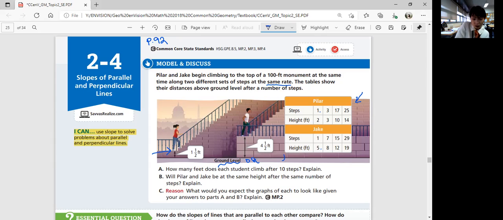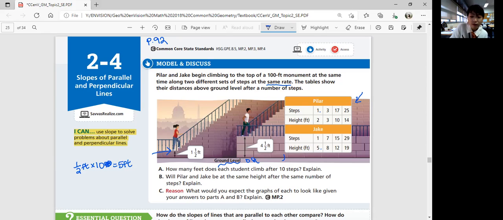Let's see. Half a foot times 10 is equal to 5 feet. So if you add that to the original feet, that's where you're at feet above the ground level for each one. But the question is, how many feet does each student climb after 10 steps? They're both going to climb 5 feet in 10 steps.